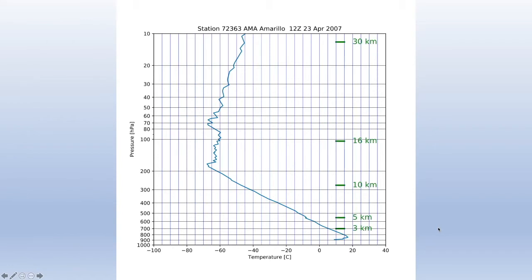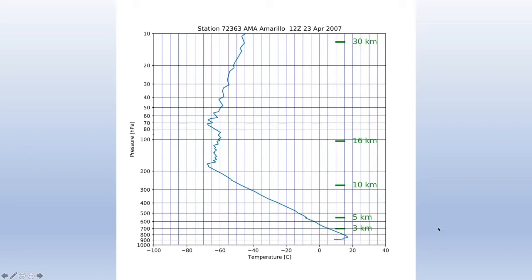I've added height markers here to show you how height corresponds roughly to pressure. Now, the exact relationship varies from one sounding to the next, but these are fairly typical of what you'll see if you look for the heights going with various pressure levels. 3 kilometers typically occurs around 700 hectopascals. 5 kilometers usually occurs at a pressure slightly above 500 hectopascals. By the time you get to 300 hectopascals, you're usually pushing 10 kilometers altitude. 100 hectopascals is around 16 kilometers. And finally, if you go up to around 10 hectopascals, which is quite high in the atmosphere, we're exceeding 30 kilometers altitude.